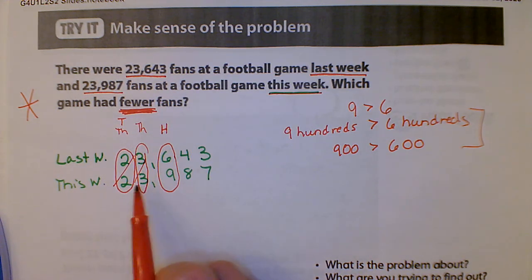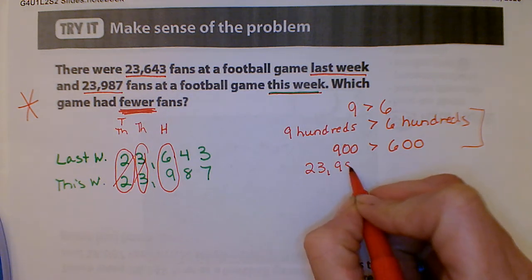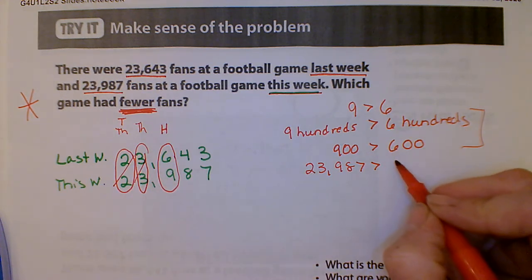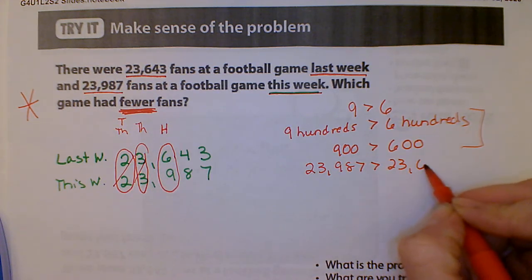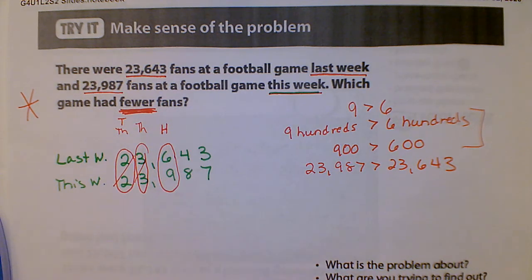So now what do I know? I know that 23,987 is greater than 23,643. Did you notice that we never went past those hundreds? Once you find your difference, you're good. You don't have to do that. Now, I didn't do the last step.